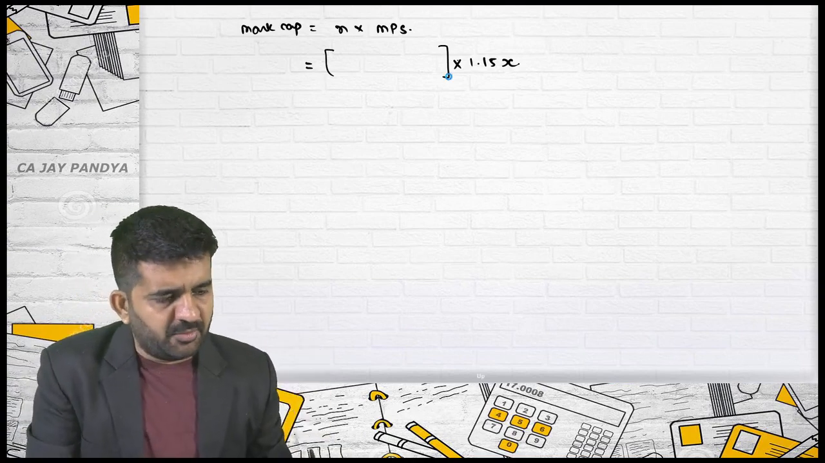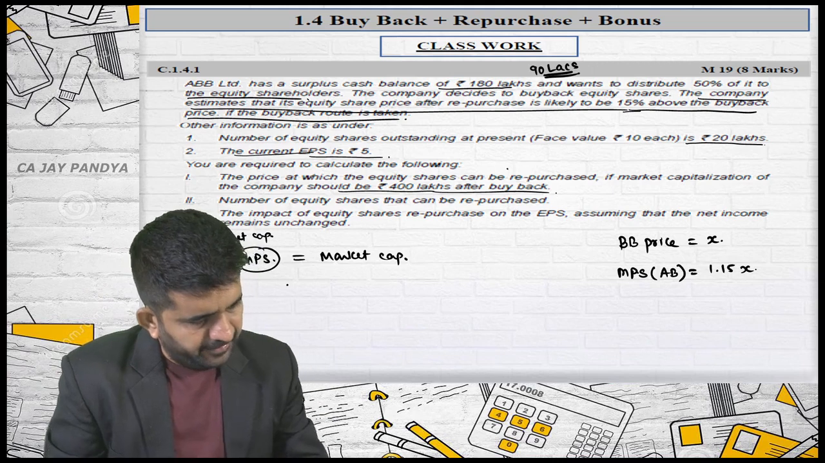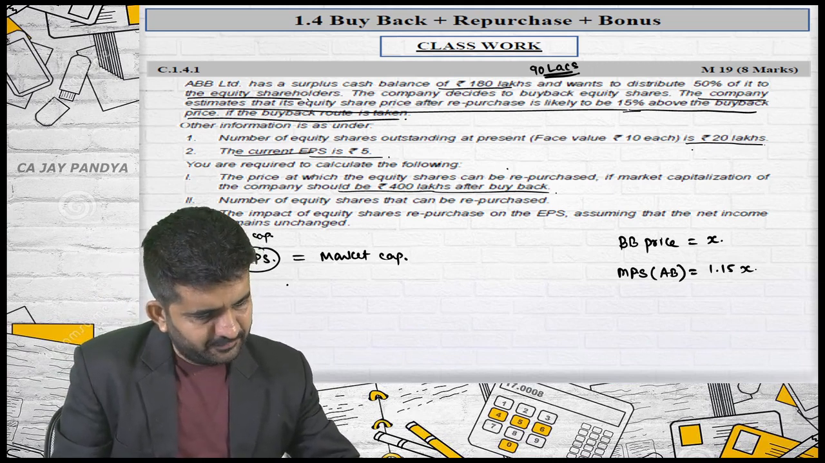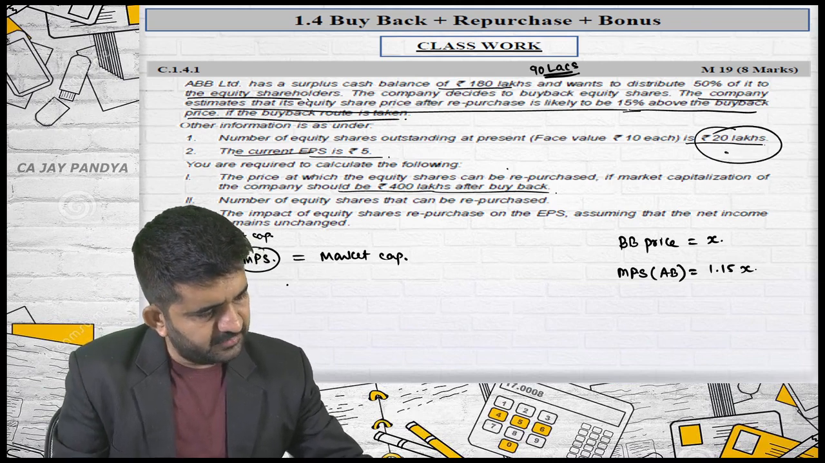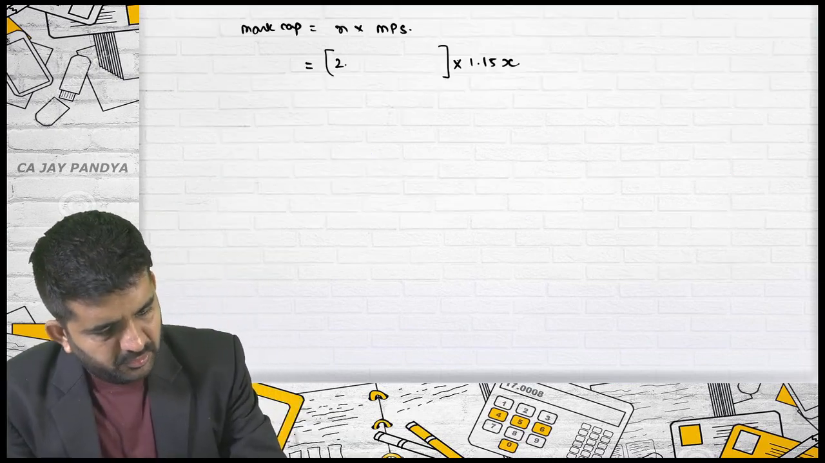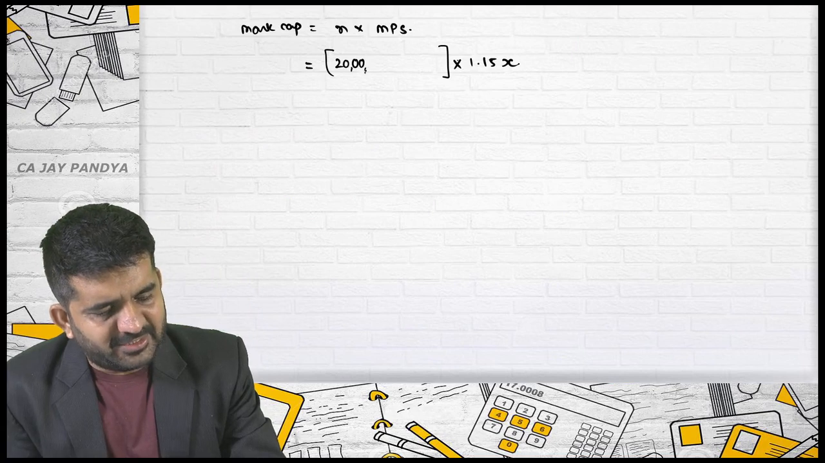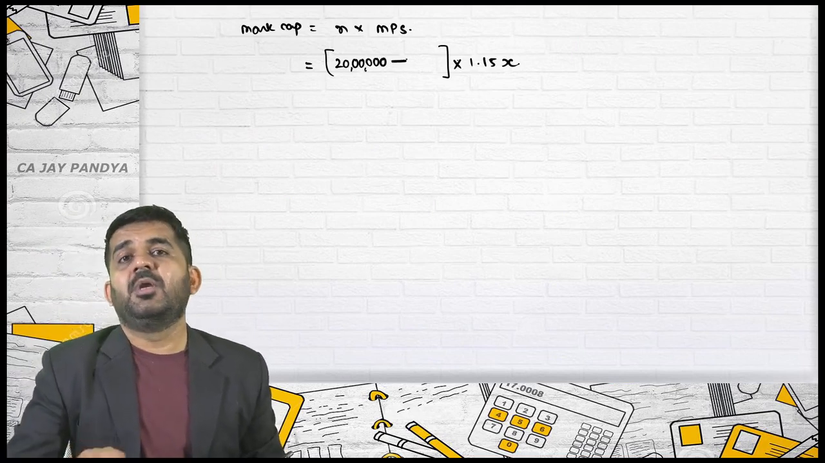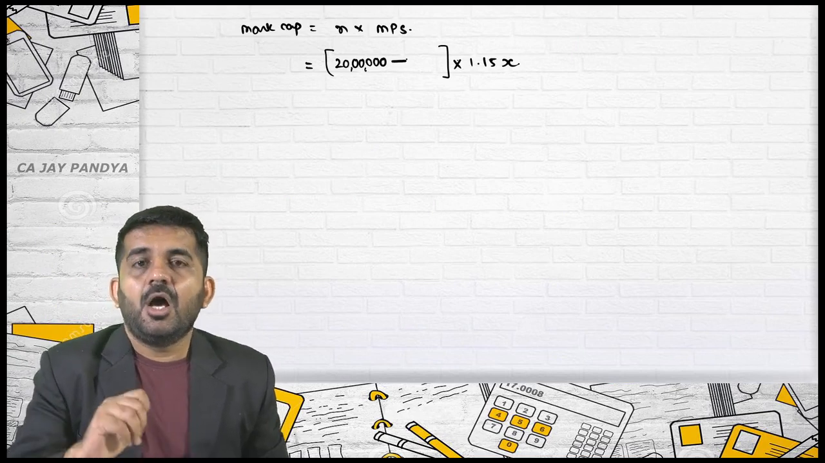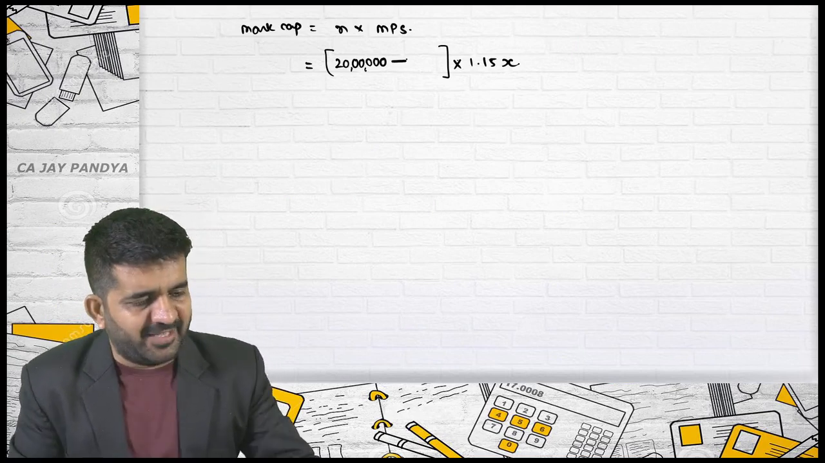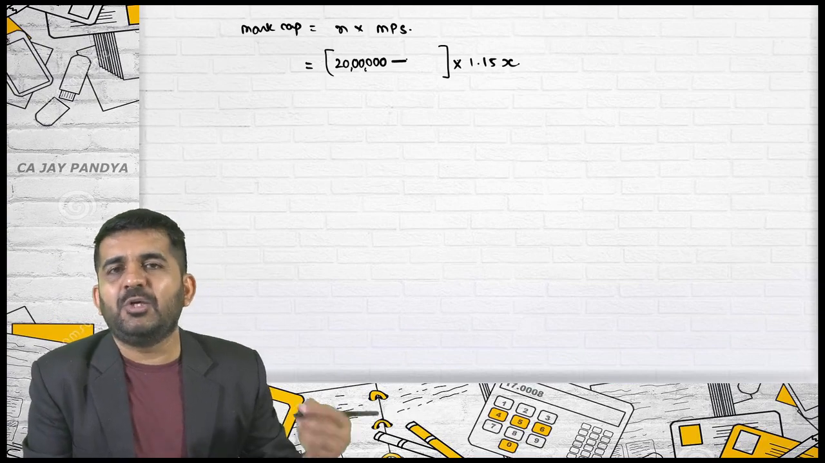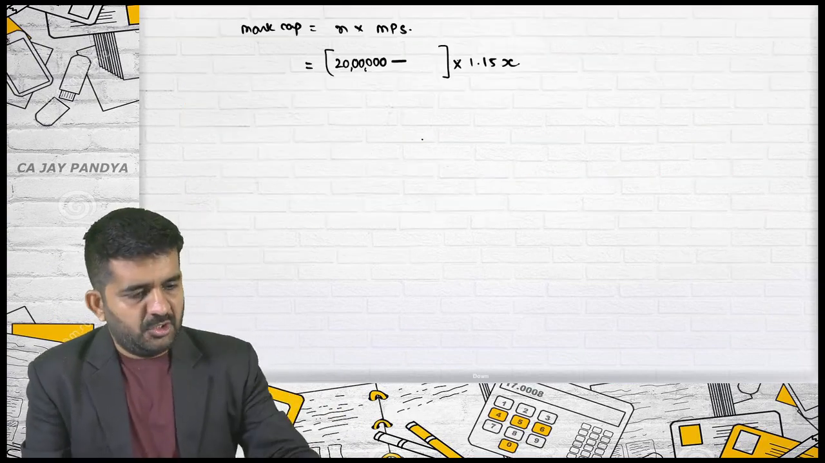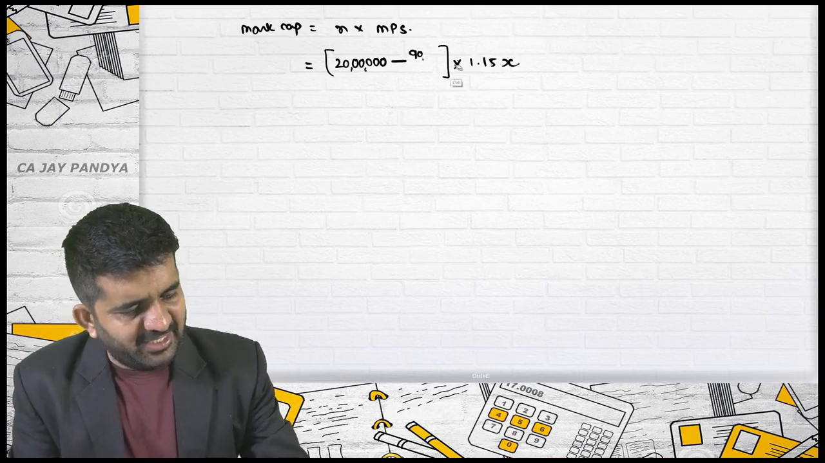What are the number of shares right now? Number of shares is 20 lakhs. Yes. It will not remain 20 lakhs. Try to understand why: some shares will be bought back. How many shares will be bought back then? How much money are you going to use to buy back your shares? It is 90 lakhs.